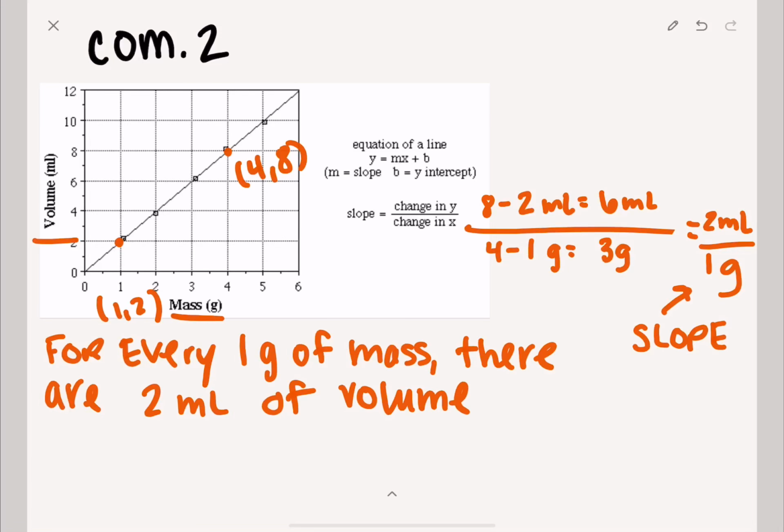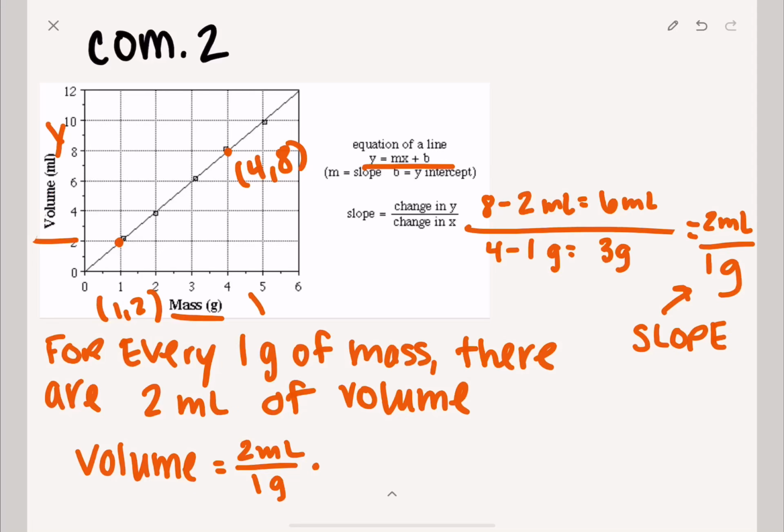Now, if I was going to write my equation, remember my equation in my line is y equals mx plus b. So I'm going to replace y with volume. Remember, this is my y here. So instead of writing y, I'm going to write volume equals m. Remember, m is my slope, so I'm going to take that 2 milliliters for every 1 gram. Don't forget those units, they are important.